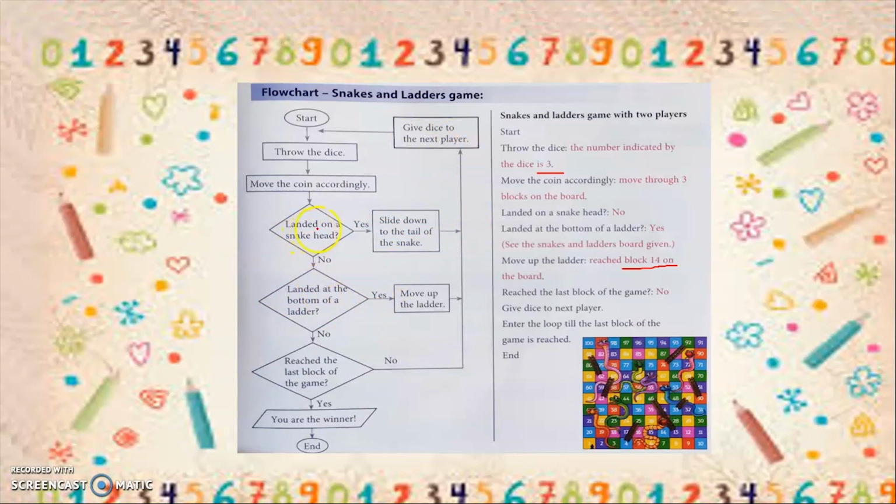So this process, from the snake's head to the last block of the game, is a loop, till you reach the last block of the game. This process gets repeated again and again. So it is a loop structure. Okay children, have you all understood the snakes and ladders game? It's very exciting now.